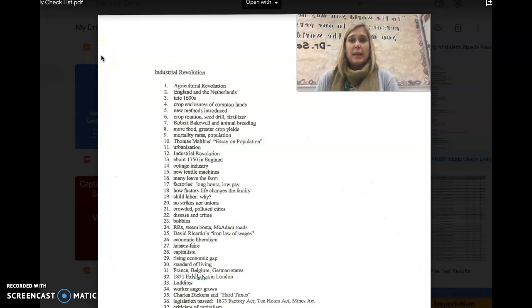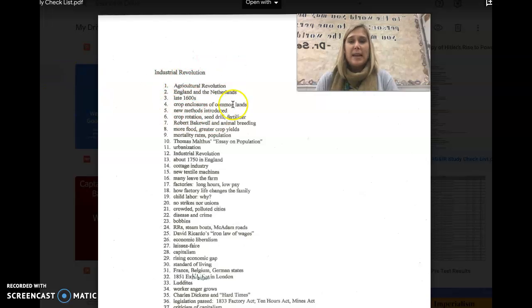This is the checklist for helping you study for the agricultural and industrial revolutions in Global Insights. So I'm going to run through some of these topics. If you still have questions over anything off of this checklist, send me a message and I'll be happy to answer any questions you may have.